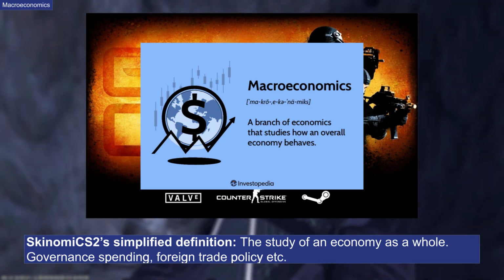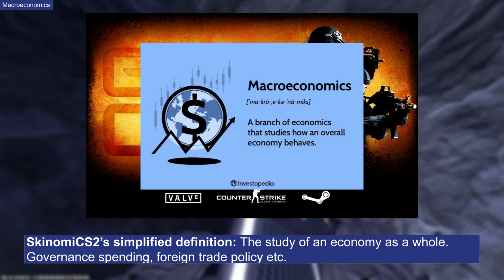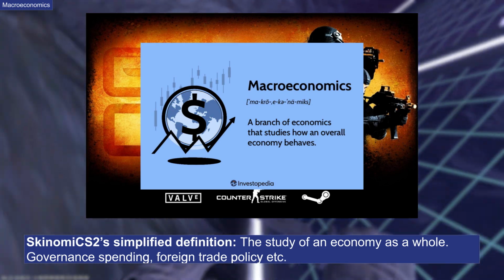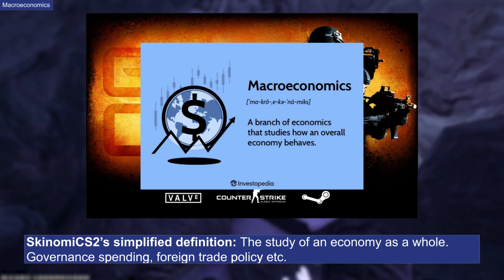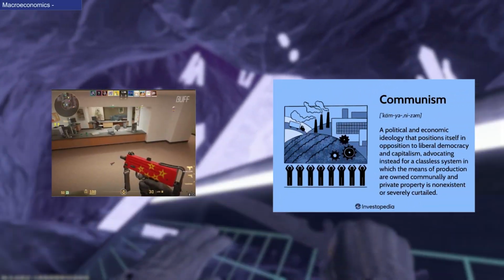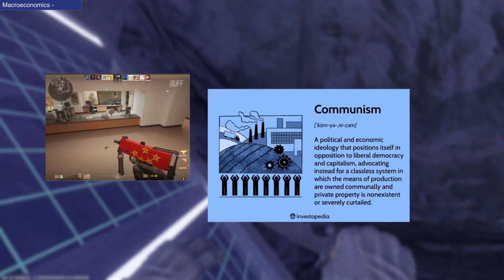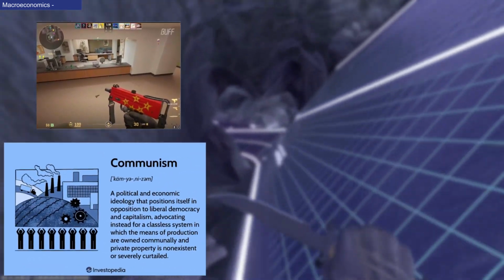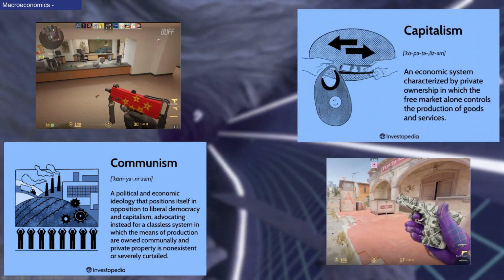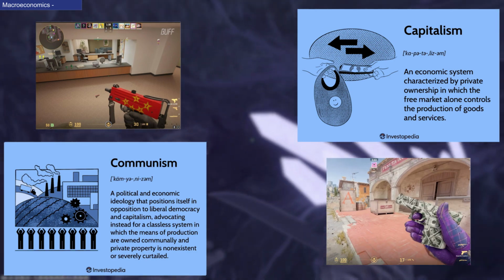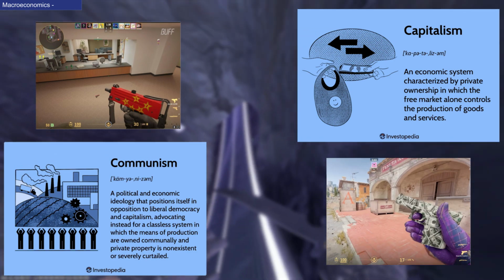In simple terms, macroeconomics is the study of an economy as a whole. Government spending and foreign trade policy are all part of this branch of economics. You may have heard of communism, which is when the government controls all the resources and coordinates them to each individual in the economy. You may have also heard of capitalism, which is when the market determines how it wants resources to be allocated. These are both economic systems under the study of macroeconomics.